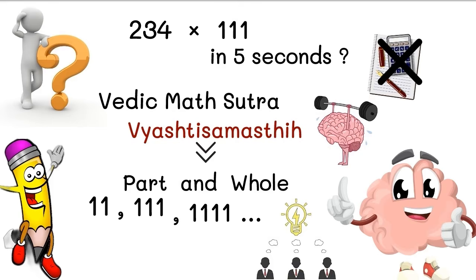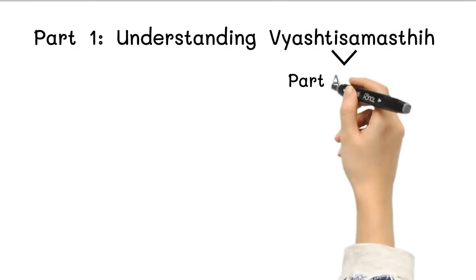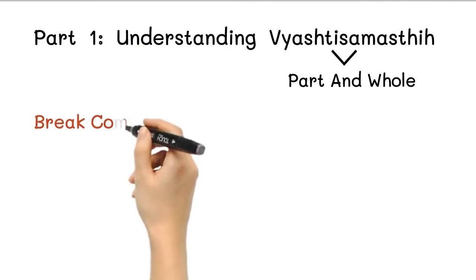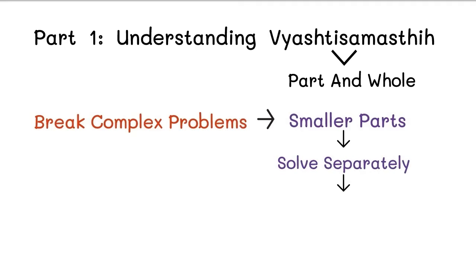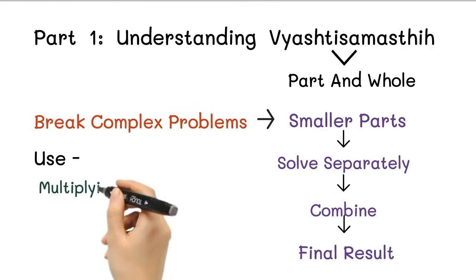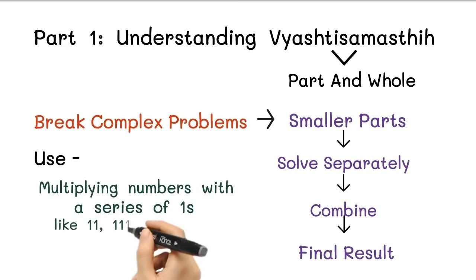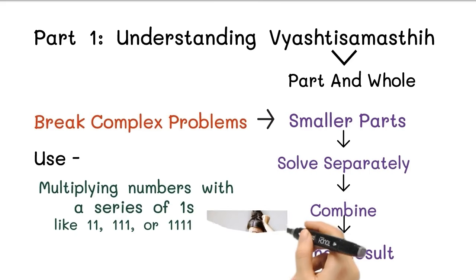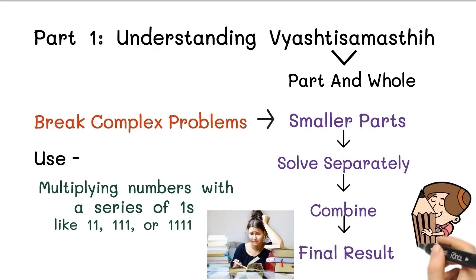Let's go! Part 1. Understanding Vyashtisamasthih. Vyashtisamasthih means part and whole. This sutra teaches us that we can break a complex problem into smaller parts, solve each part separately, and then combine them to get the final result. This concept is super useful for multiplying numbers with a series of ones like 11, 111, or even 1111. Instead of using traditional multiplication, we'll apply this Vedic trick and solve problems in just a few steps.